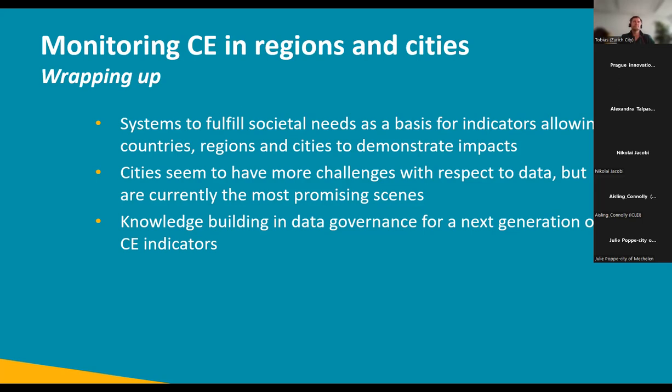because also at the city level, the state of the art is you can try to put together as much available data as you can find, but the real challenge is to create new data, find new data sources, or make available data that are not accessible, make them accessible for monitoring.